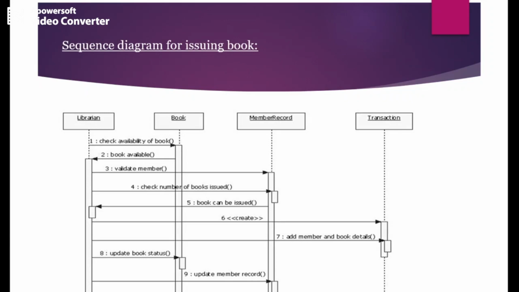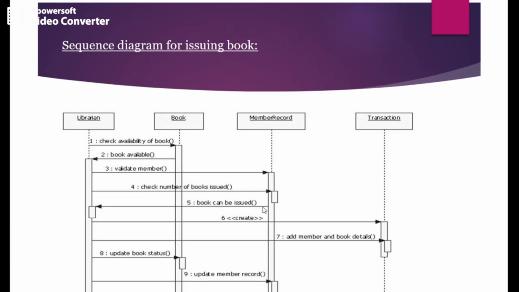Now the sequence diagram, which is very, very important, sequence diagram for issuing the book. So we have one class, librarian, another one book, member record, transaction. First, the librarian will check the availability of the book. If the book is available, an acknowledgement is sent. Now the librarian will validate the member and check the number of books issued. How many books have been issued.